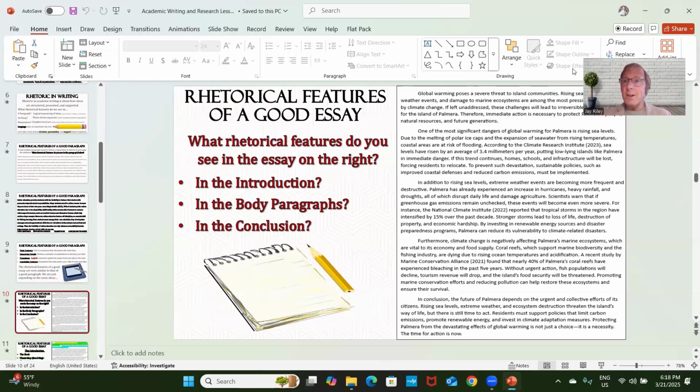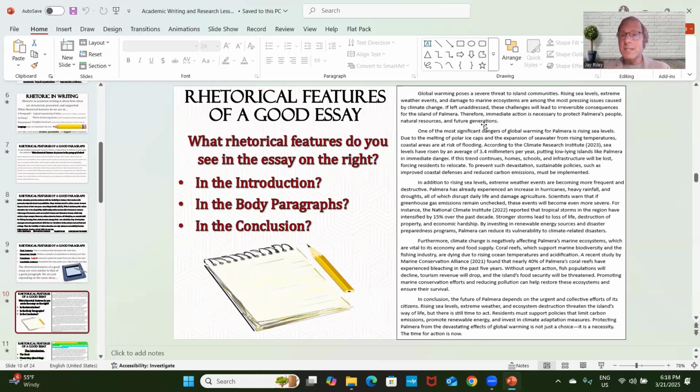So here I've got an essay on global warming, and I'll let you pause this and read it on your own, but I want to take a look specifically here at the introduction. Global warming poses a severe threat to island communities. Rising sea levels, extreme weather events, and damage to marine ecosystems are among the most pressing issues caused by climate change. If left unaddressed, these challenges will lead to irreversible consequences for the island of Palmyra. Therefore, immediate action is necessary to protect Palmyra's people, natural resources, and future generations.